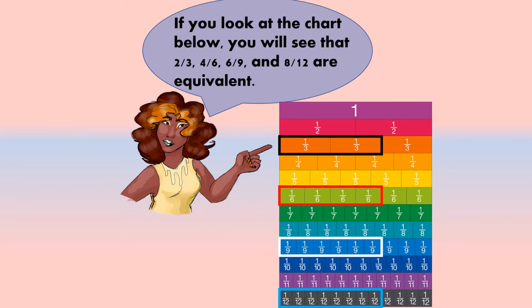If you look at the chart below, you will see that 2/3, 4/6, 6/9, and 8/12 are equivalent. 2/3 is highlighted by the black box. 4/6 is highlighted by the red box. 6/9 is highlighted by the white box. And 8/12 is highlighted by the blue box. If you look at them carefully, you will see that they are all the same size. So 2/3, 4/6, 6/9, and 8/12 are equivalent.